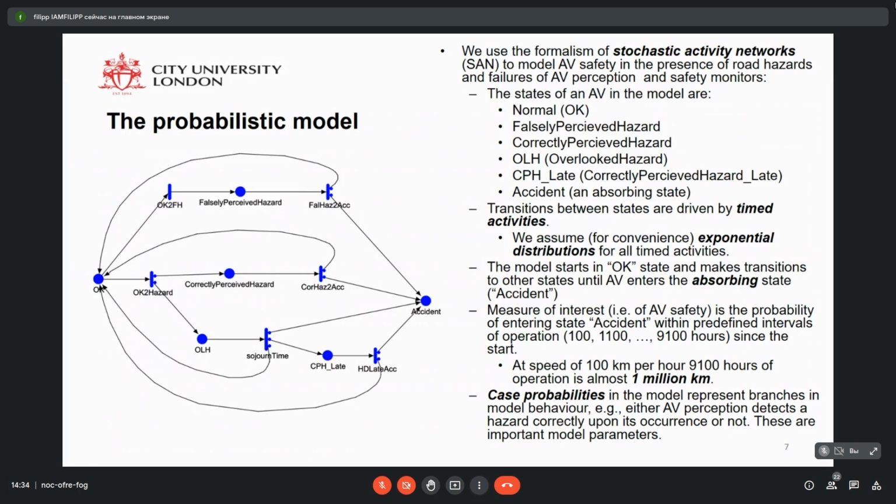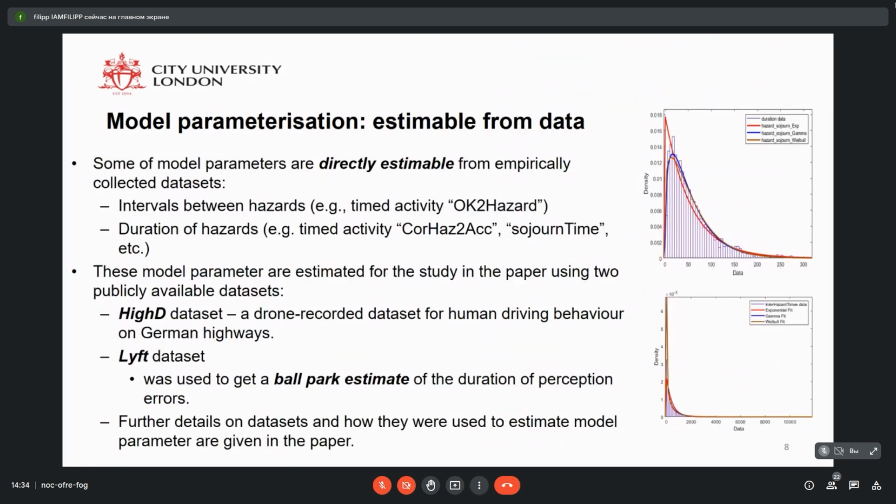This is what we can get directly from the HI-D data set. The LIFT data set is also publicly available. It is quite different, and it's really telling you what perception, object recognition, looks like if you apply it to images coming from a camera on an autonomous car. An object will maybe be overlooked for a while, and then eventually it will be found.